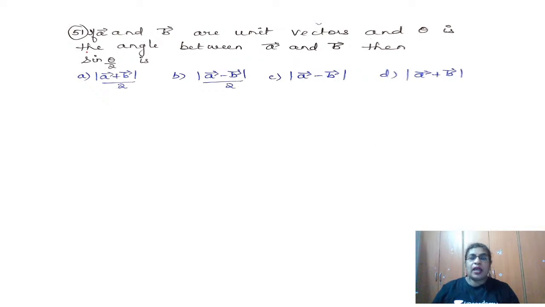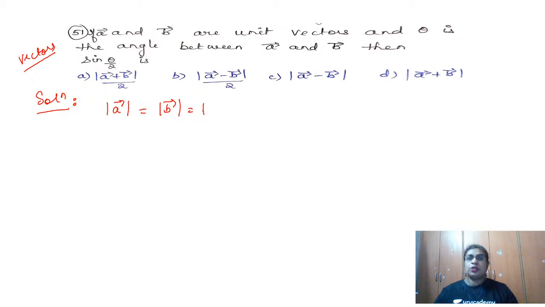So question number 51. If A and B are unit vectors, this concept is from vectors. If they are unit vectors, what comes to my mind? Magnitude is equal to 1. So magnitude of A equals magnitude of B equals 1. Theta is the angle between A and B. Look at what is asked in the question.